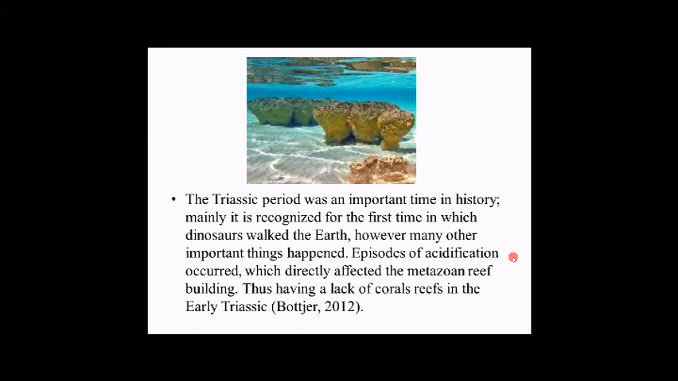Episodes of acidification occurred within the oceans, which directly affected the metazoan reef building, thus having a lack of coral reefs in the early Triassic. Basically, during these extinction events, there's no record in the fossil record of coral reef building at this time. It pretty much goes away. Following the end Permian extinction event, the ancient corals that were popular at the time died out, and what we know now as modern corals survived and flourished, which is the reason why we have the corals that we have today.